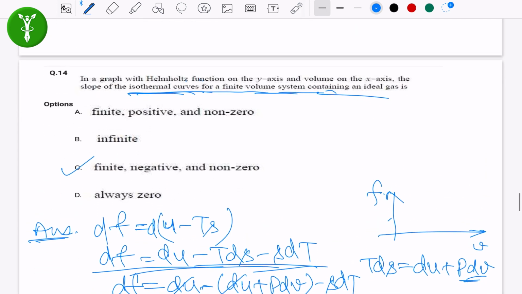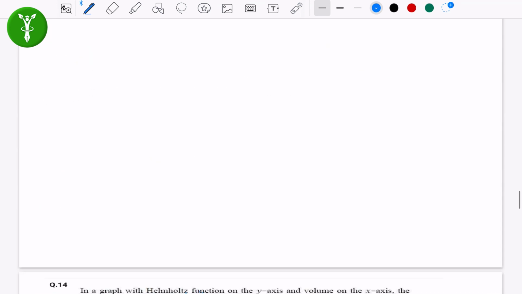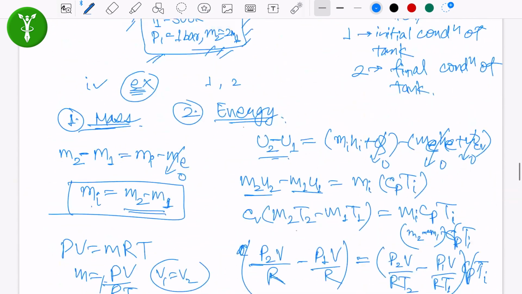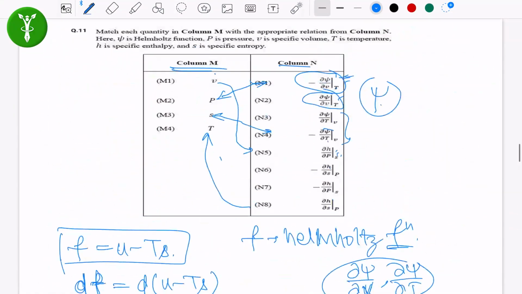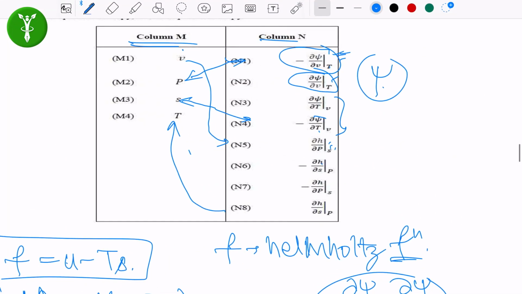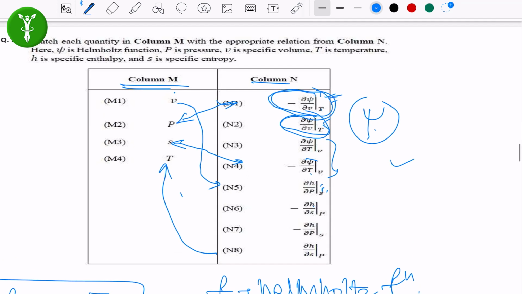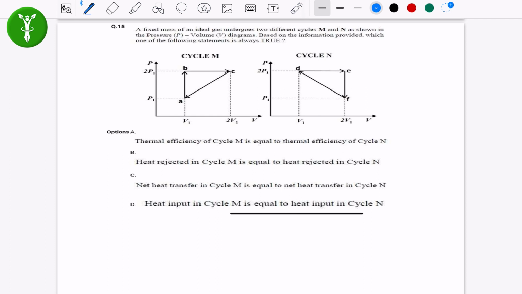In question number 11 also we have been asked the same question, like there were four questions. Here, already in this question we have been asked the first and second problem. So this was a combined question. If you are able to solve this question, you will also solve that. Here we have given two cycles, cycle M and cycle N, and some questions have been asked. Some options are there regarding efficiency, heat rejection, net heat transfer, and heat input.